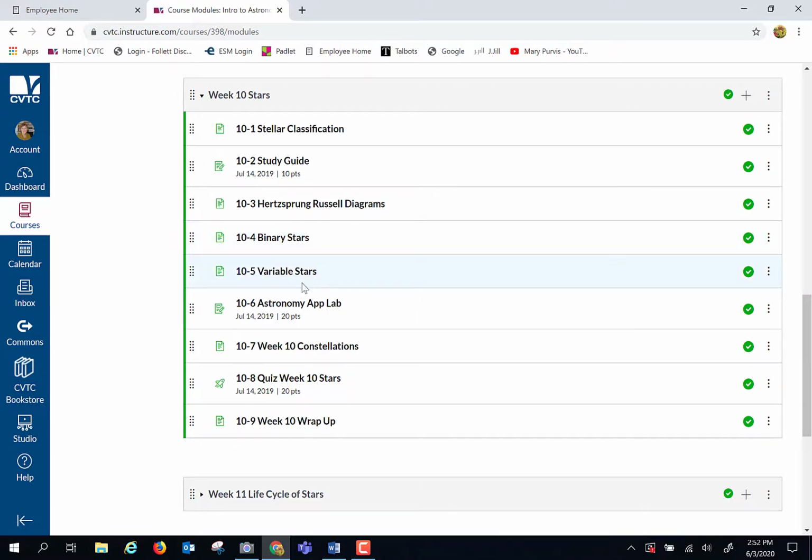Variable stars are stars that do not have a continuous or constant luminosity. These are stars that change or vary their brightness, some in as short as a few hours, others in periods of weeks. And these are fabulous because we can use these to measure distance. How cool is that? Then we get to our lab this week, in which we are going to spend some time using astronomy apps, our constellations for the week, and our quiz, of course.